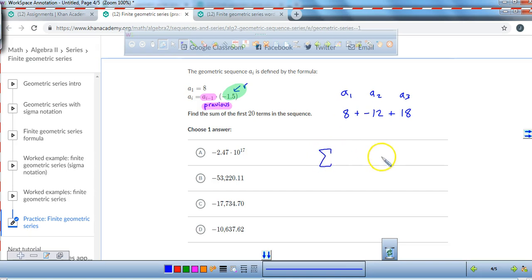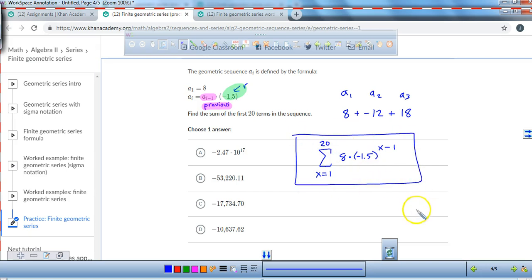Right here, using the sigma, we're going to start at our first term. Our very first term is 8. We are multiplying it by negative 1.5, and we're doing this to the power of x minus 1, and we're going to be plugging in a 20, and this is going to be our final answer. So we're just going to go ahead and take our time and type it in nice and neat.